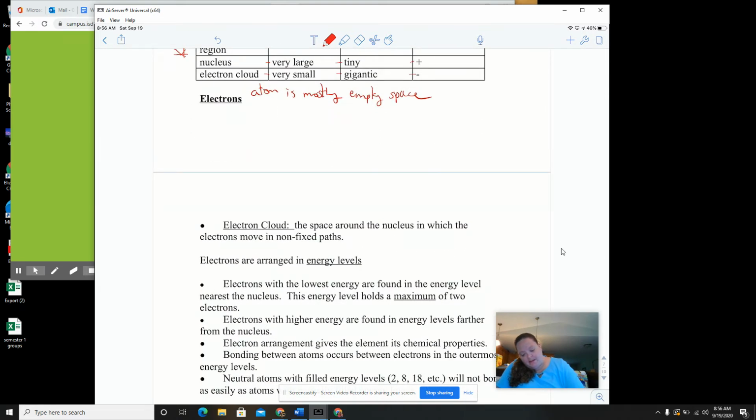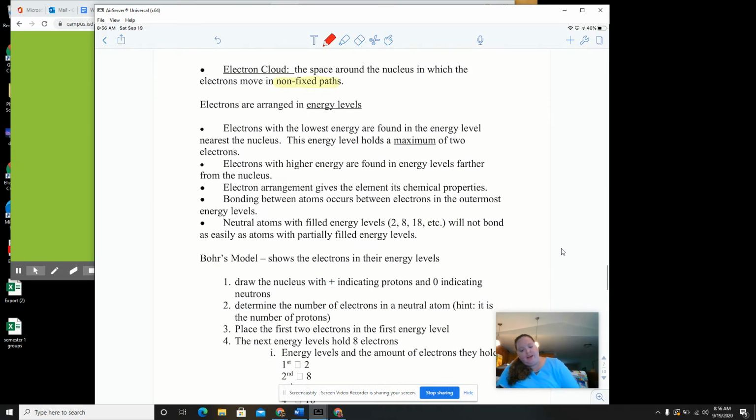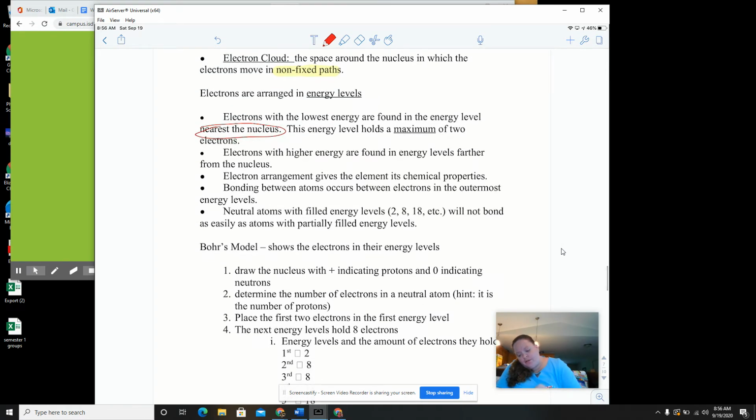Electron cloud: space outside the nucleus in which the electrons move. In big part here, non-fixed paths. They go wherever they want. Electrons are arranged in energy levels. The lowest energy level is found nearest the nucleus and holds a maximum of 2 electrons. Higher energy levels are further from the nucleus. Big thing here, the electron arrangement gives its chemical properties. So how things are organized will tell you how things are bonding.